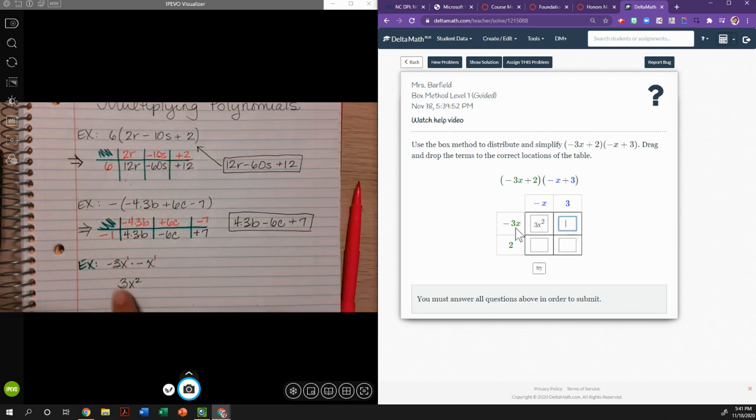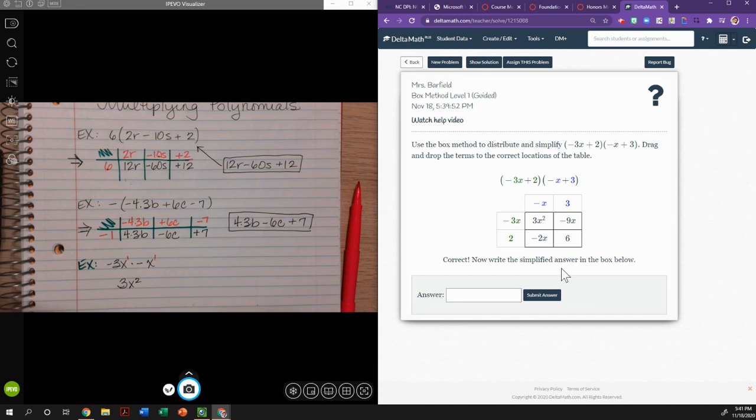So I'm going to type 3x and then squared. All right, now I'm going to multiply negative 3x times 3. Well, you should be able to do that without me writing anything else down. So that's negative 9x. All right, then 2, I'm going to multiply that by negative x. So that's negative 2x. And then 2 times 3, that's going to be 6. All right, and then you click try. If you've done everything correct, it's going to say correct. Now write the simplified answer in the box below.